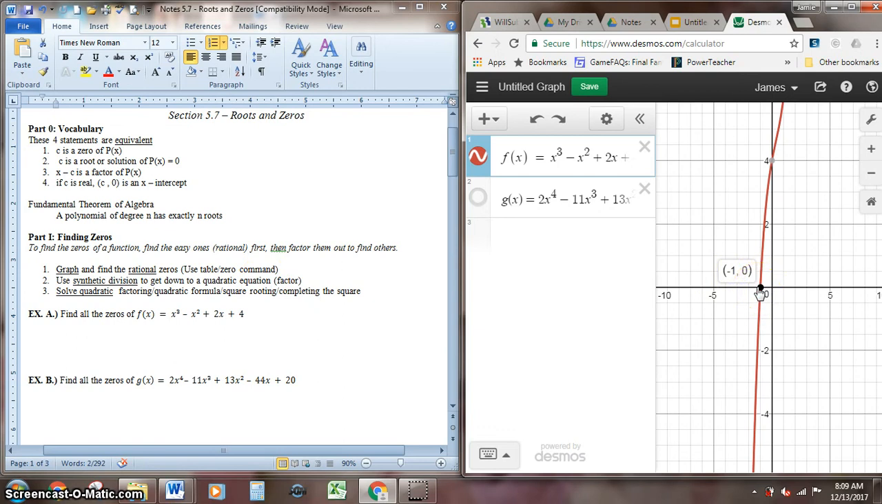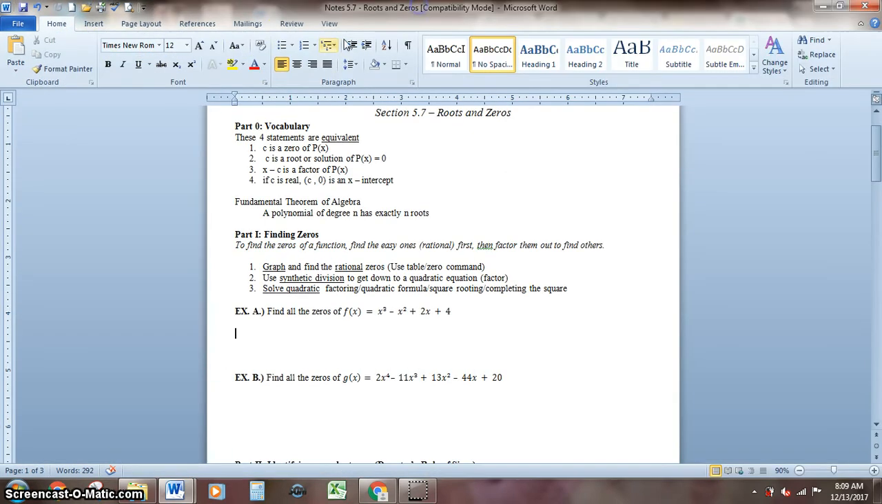Then once I've got that, I have to use synthetic division to try and break this down to a quadratic. So I know that -1 is one of my roots. So that means then if I do synthetic division, where, you know, if I'm over here and I get my little box, I'm going to expand this real quick.